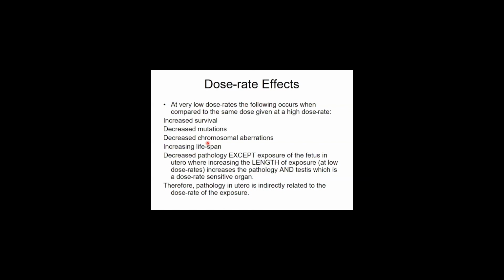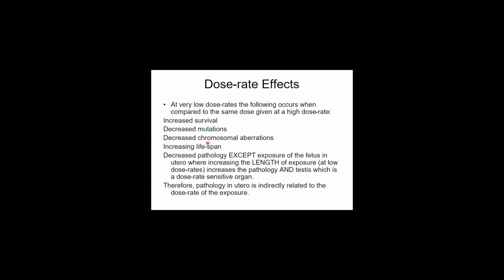But there are 2 exceptions to this that you need to know for your boards. Exception number 1 is going to be the testis. The testis is the one dose rate sensitive organ in the body. It is more sensitive to low dose rates than high dose rates, and it has to do with the cell cycle turnover of the spermatogonia in the testis. The second example, and we're going to talk about both of these when the time comes. We'll talk about the testis when the testis comes up, and we'll talk about the second example.